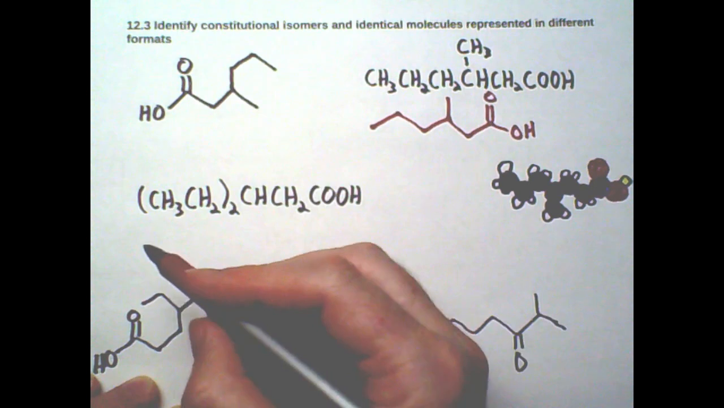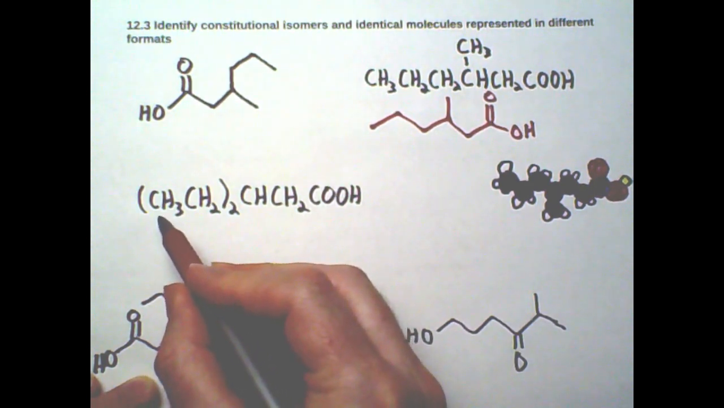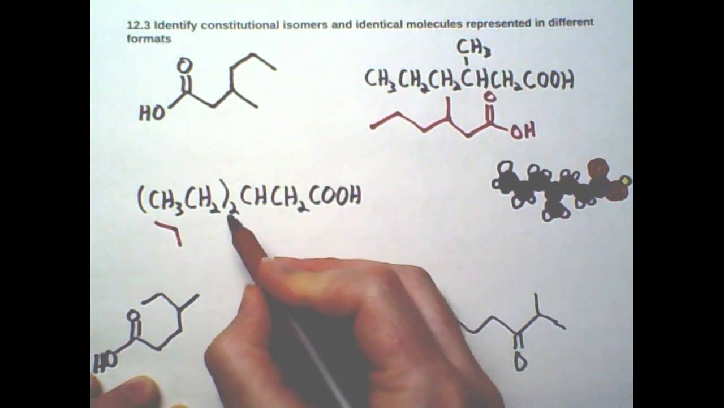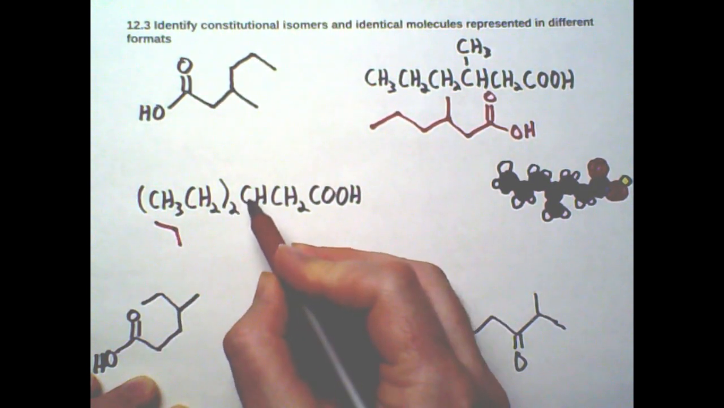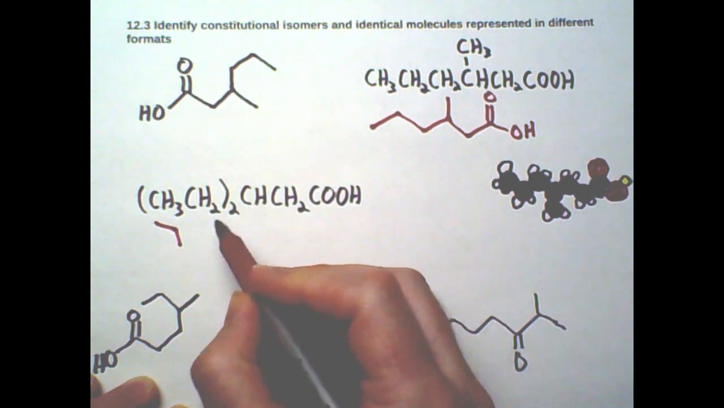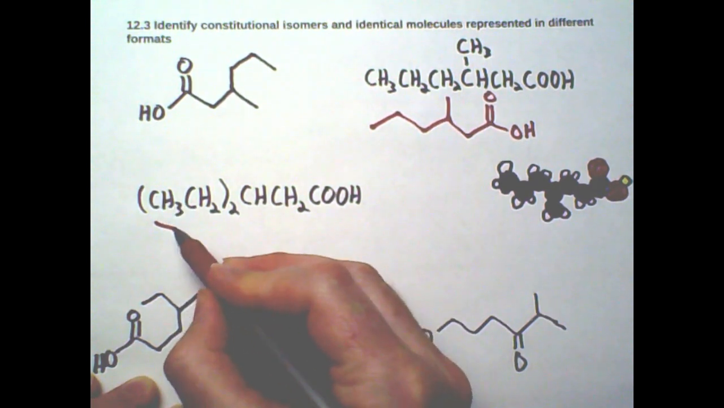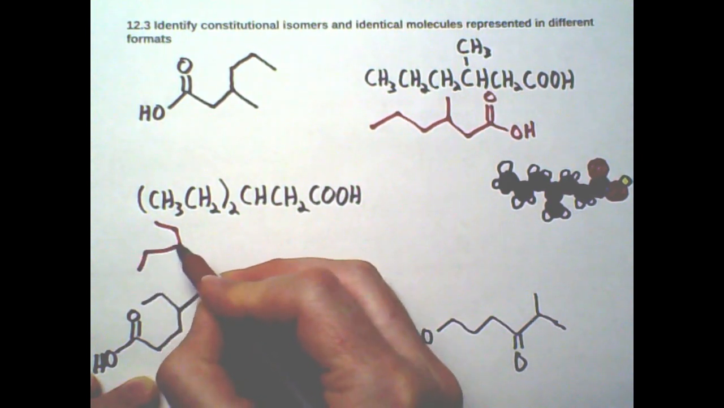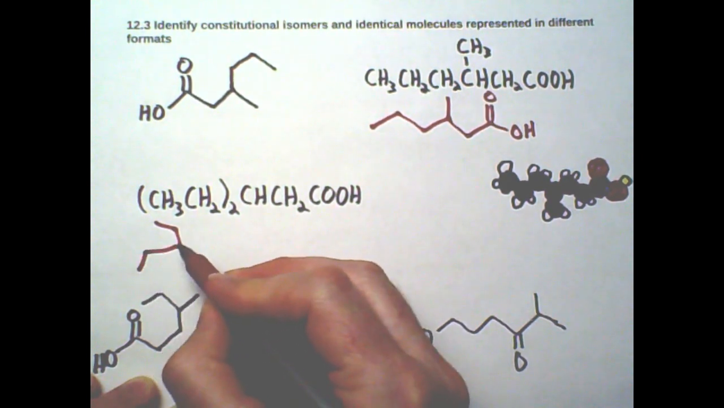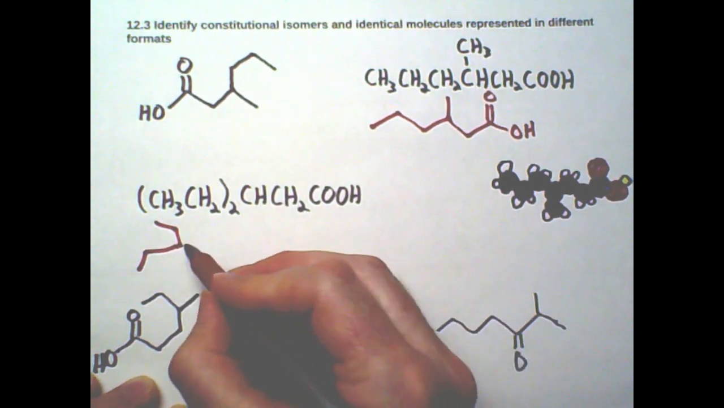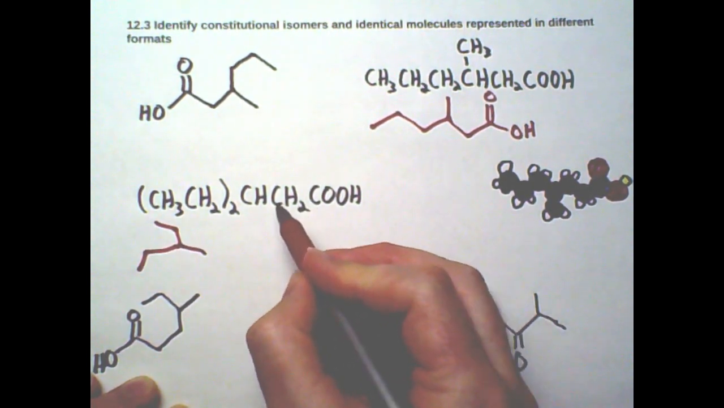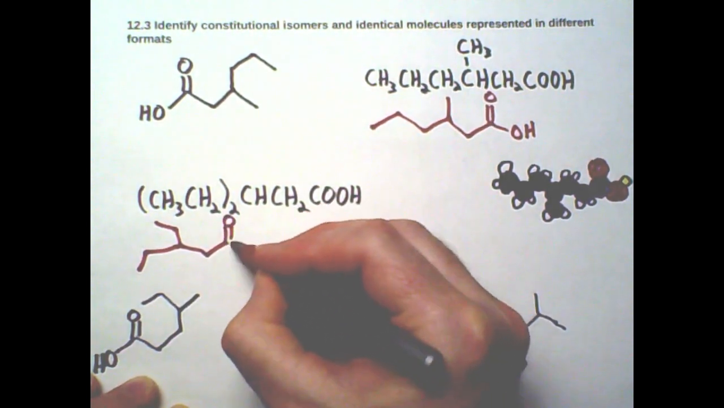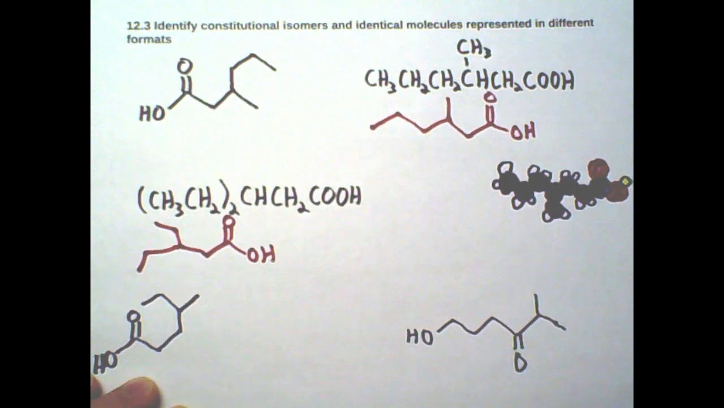Carboxylic acid again there. But this time I've got a CH3 connected to a CH2, and there are two of those all connected to this C here. So there's CH3, CH2 to that C, but then I've got another one, CH3, CH2, CH. Connected to a CH2, connected to a C, carboxylic acid.